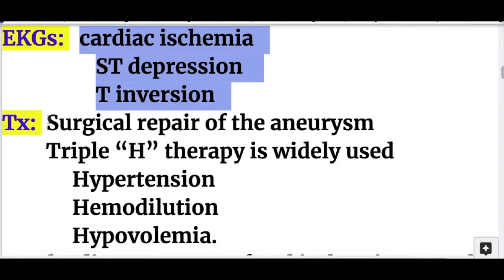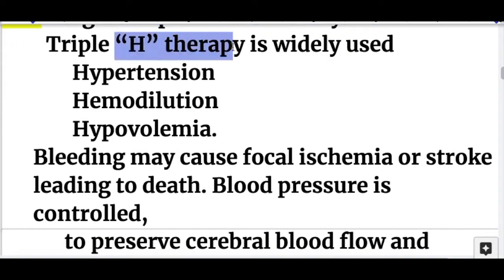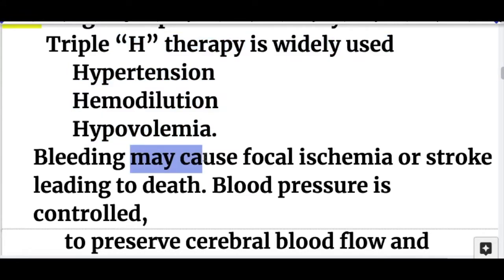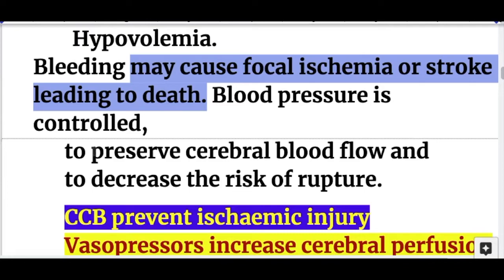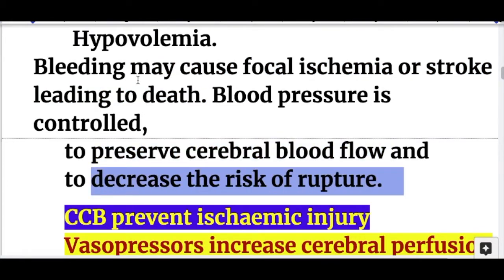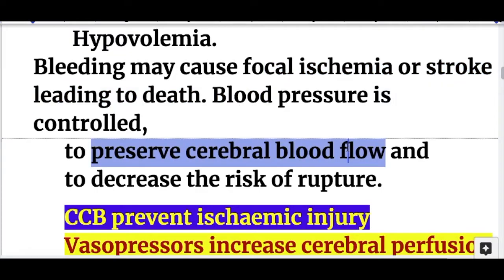Now the treatment: surgical and medical. Surgical treatment is the repair of the aneurysm, and medical treatment is triple H therapy: control of hypertension, hemodilution, and hypervolemia. What's the purpose of controlling hypertension? Bleeding may cause focal ischemia or stroke, leading to death. Blood pressure is controlled to preserve cerebral blood flow and to decrease the risk of rupture.